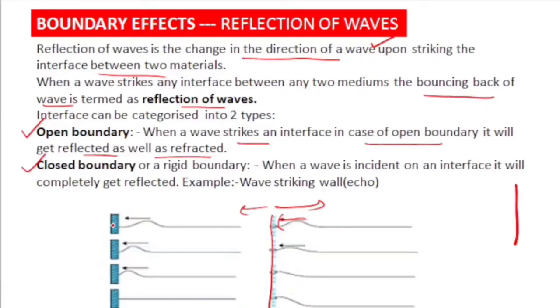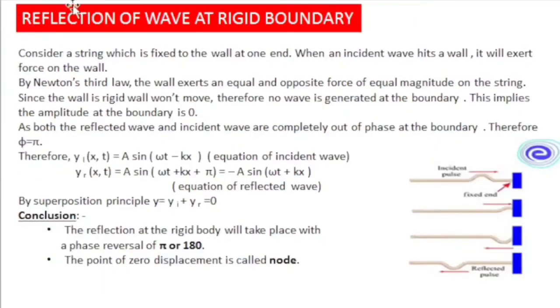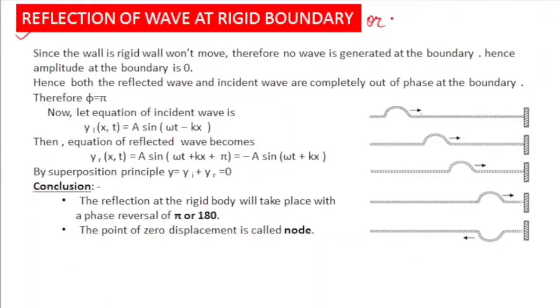But if the boundary is closed, or rigid, then what happens? When a wave is incident on this interface, it will get completely reflected back, for example waves striking a wall, or echo formation. So in the case of a rigid or closed boundary, the wave is completely reflected back. In the case of an open boundary, some part is reflected and some part is refracted. So depending upon the type of boundary, this reflection of waves takes place. First, reflection of a wave at a rigid boundary, when the boundary is closed. Rigid means closed boundary.